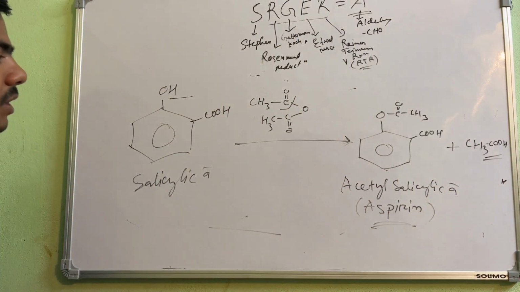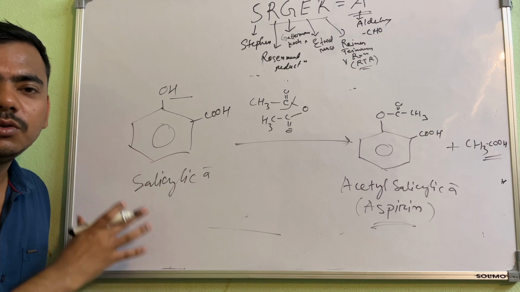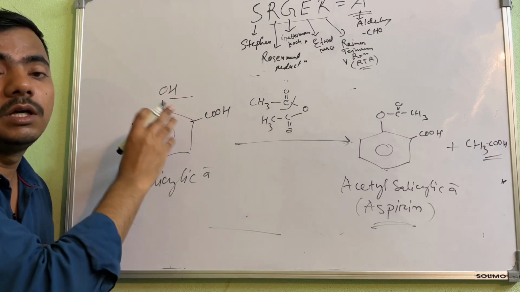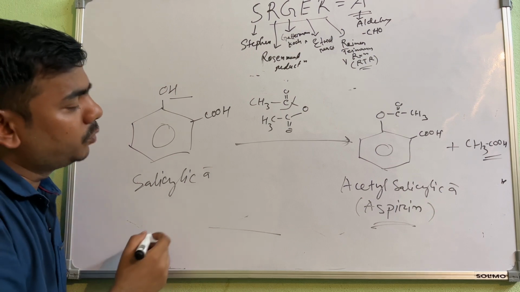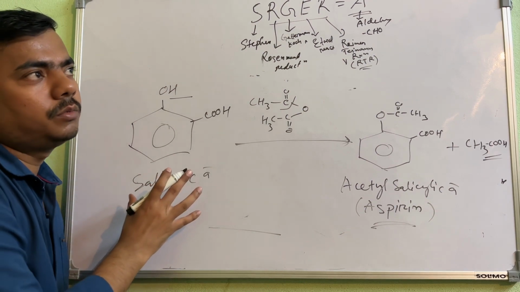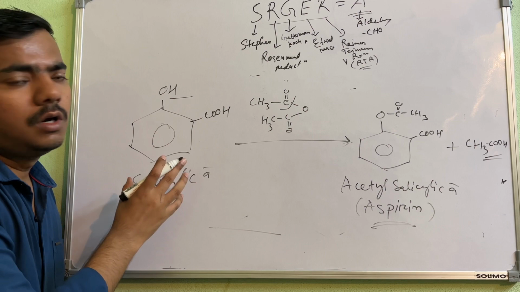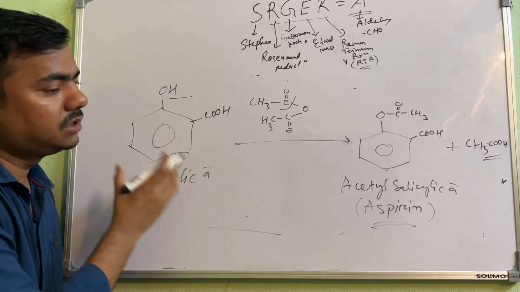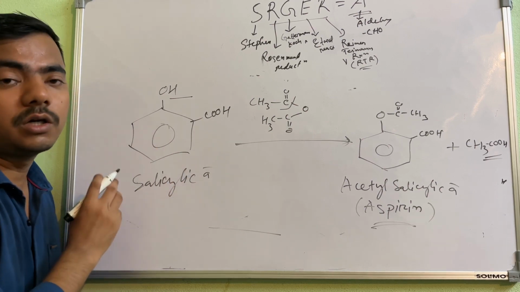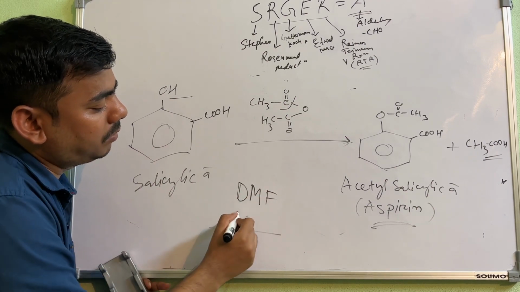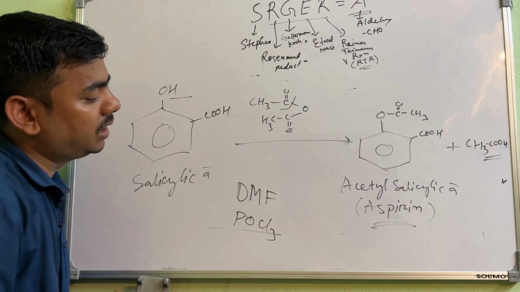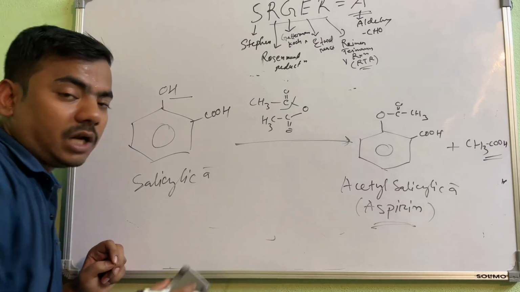So that's all from my side. There are some other reactions which produce formylation, which give addition of a CHO group. One of those is the Vilsmeier-Haack reaction, where you have to take either phenol or any benzene ring with an electron donating group, and react with DMF, dimethylformamide, in the presence of POCl3, then you will get CHO group addition.